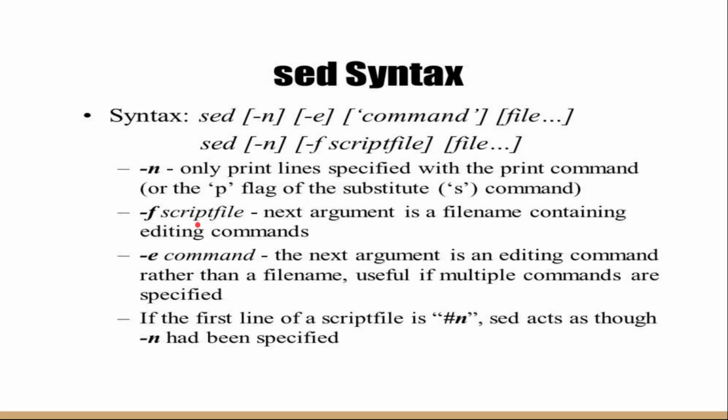Similarly, F is the scripting file, and the next argument is a file name containing the editing commands. So this is your script file, from which you want the pattern to be searched. E is nothing but the editing command, useful for multiple commands. E is for multiple expressions, F is for the file script.